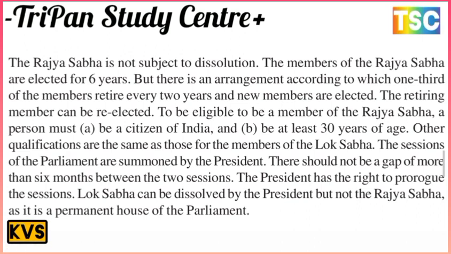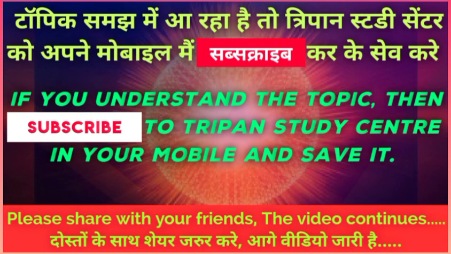The sessions of Parliament are summoned by the President. There should not be a gap of more than 6 months between the two sessions. The President has the right to prorogue the sessions, and the Lok Sabha can be dissolved by the President, but not the Rajya Sabha, as it is the permanent house of Parliament. That's important. And next, the presiding officer.